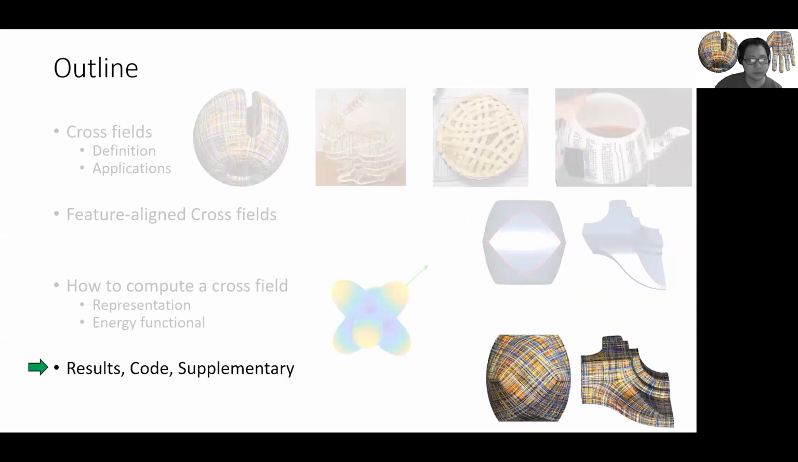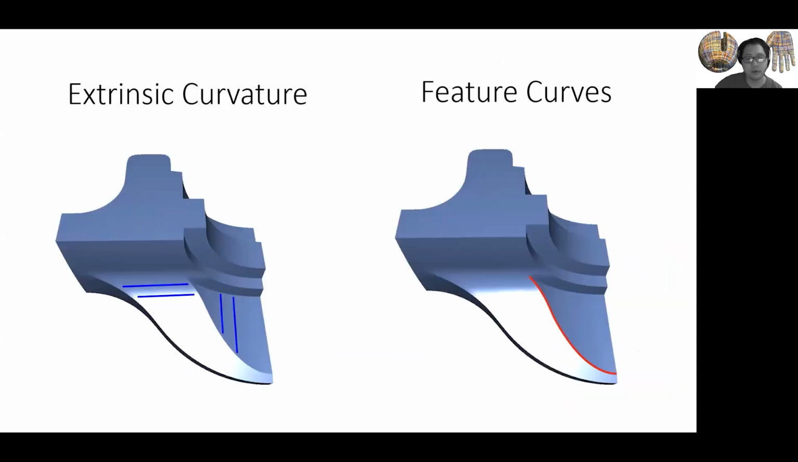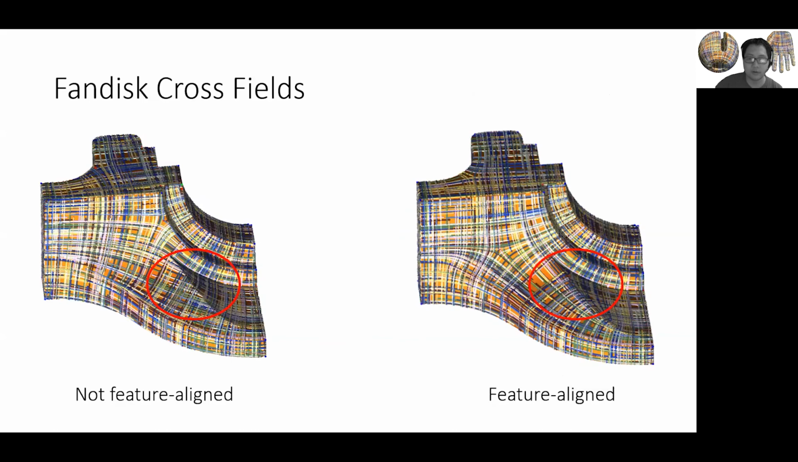Now let's talk about the results. One way to test this feature alignment idea is to use the Fandisk mesh, which is yet another example of where the extrinsic curvature of the underlying domain, shown in blue on the left, contradicts the directions of the feature curves, shown in red on the right. This Fandisk feature curve is notoriously hard to capture because that angle is extremely shallow. And as far as I'm aware, none of the previously existing crossfield algorithms would capture this feature curve.